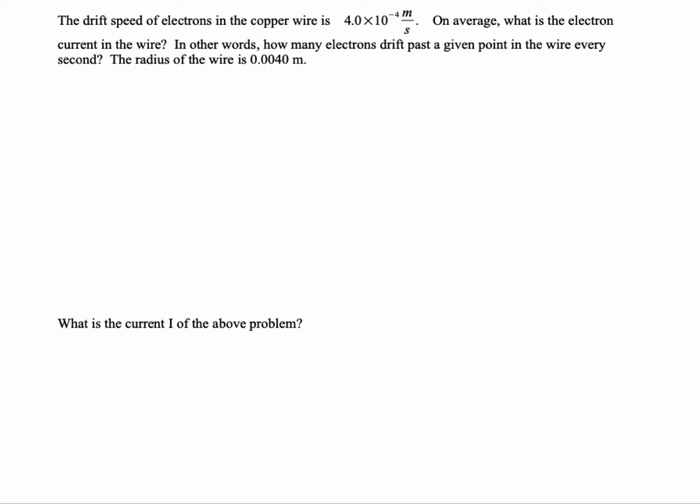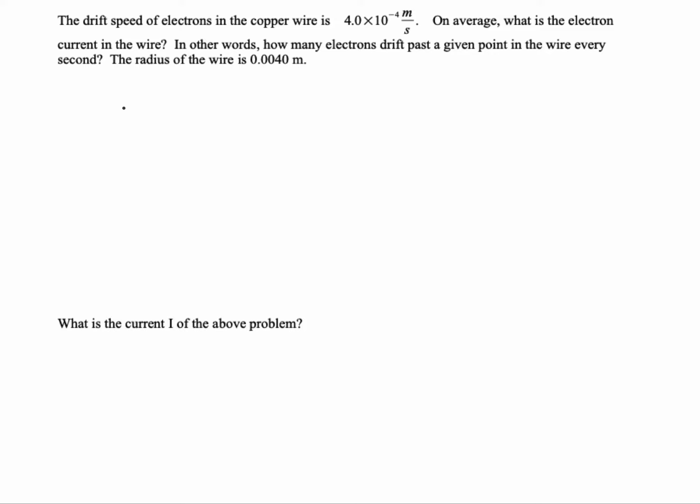This question is about the drift speed of electrons in a copper wire. Assume the drift speed is 4.0 times 10 to the minus 4 meters per second in a particular copper wire. We want to know on average what is the electron current in this wire. In other words, how many electrons drift past a given point in the wire every second. We're also given that the radius of the wire is 4 millimeters.